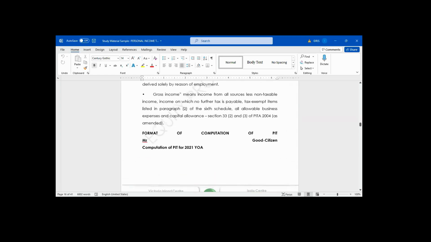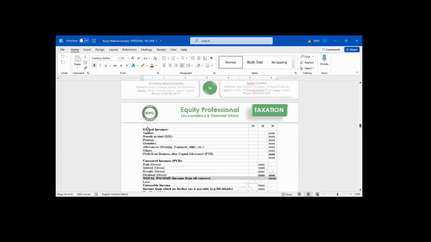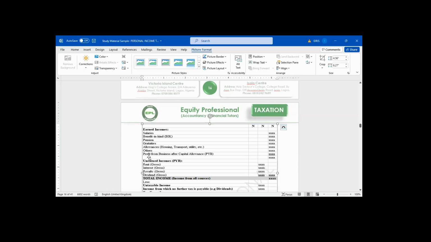So if you want to compute personal income tax, like I said, you are going to divide your income into two. Earned income first, while the second one is unearned income. Under the earned income, you will divide the income into three: employment income, trading income, and professional income. One of the employment income is salary, benefit in kind, pension, gratuities, other allowance like housing, transport. The trading income is profit from business. And we have another one, professional incomes too.